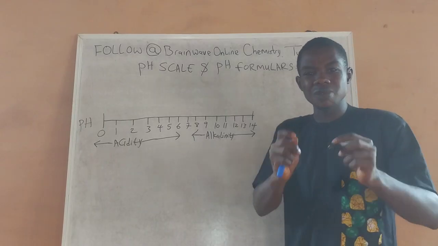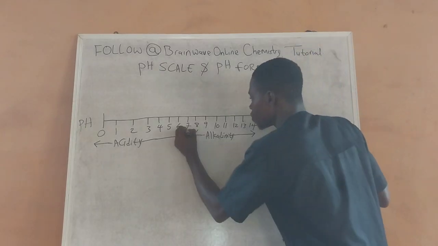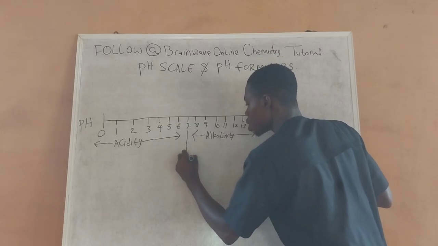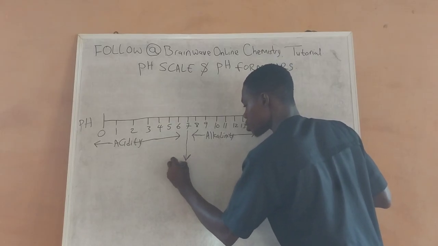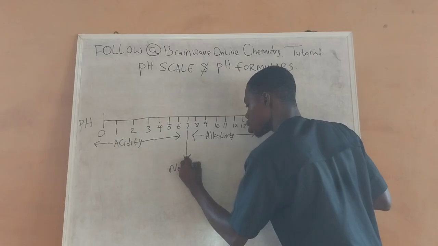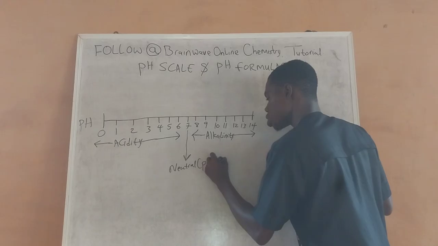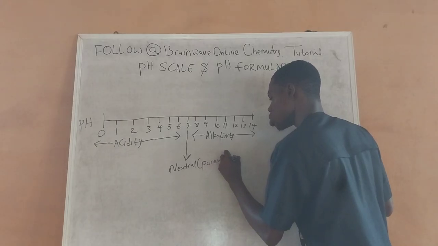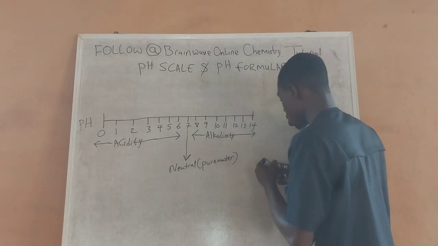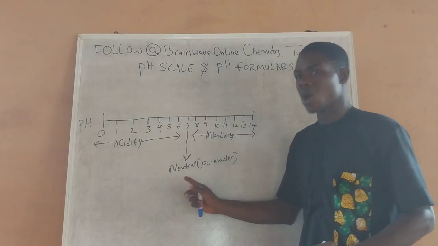Now, please take note of this important part. Take note that 7 is neutral. 7 is neutral, also known as pure water. Please take note of this.